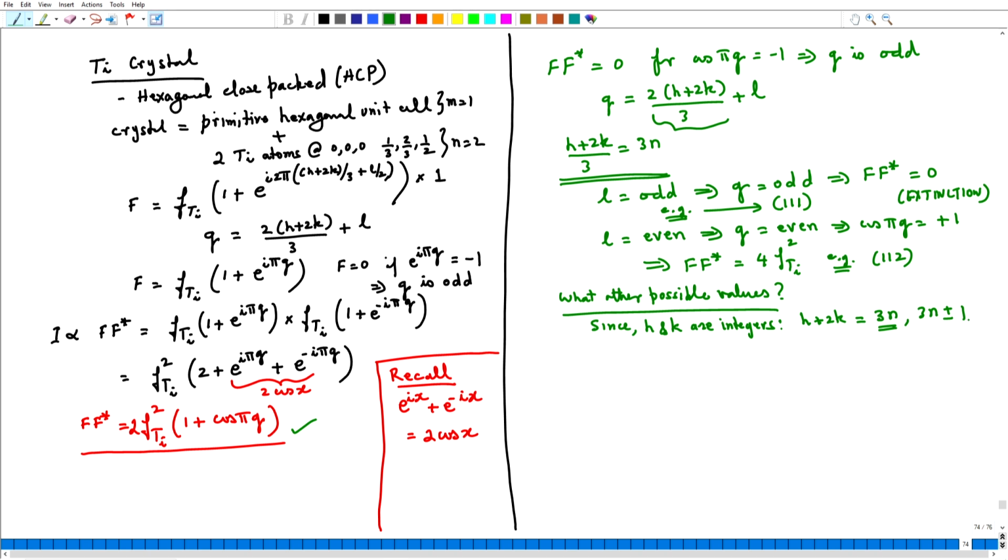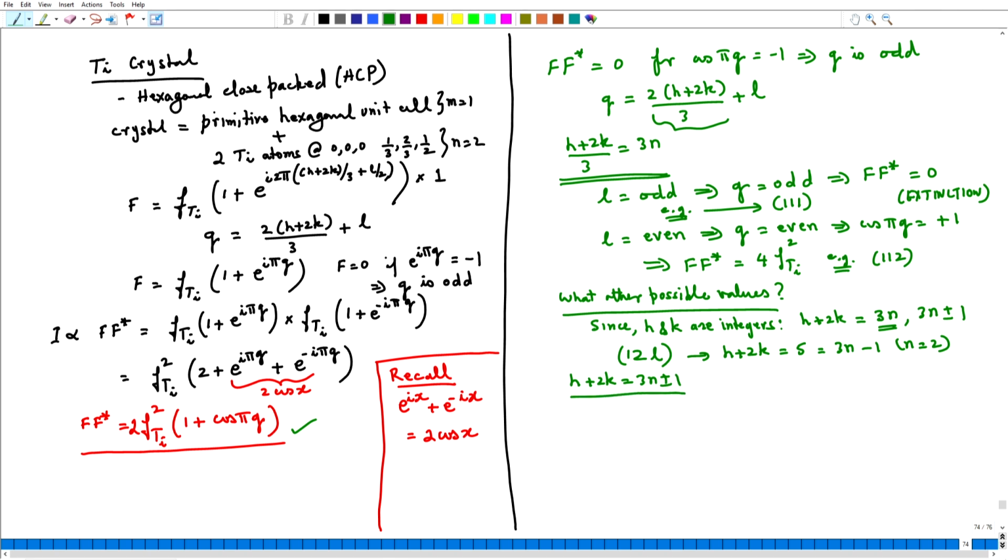Now here, 3n is taken care of, now 3n plus minus 1. So imagine I have, let us say, 1 2 L as my HKL plane. So this implies that h plus 2k would be 5, which I can write as 3n minus 1, where n is equal to 2. So just an example I have given. So we will now consider the case when h plus 2k is 3n plus minus 1.